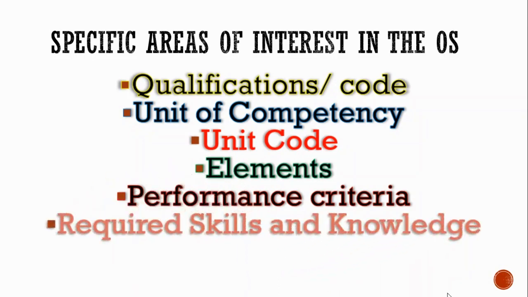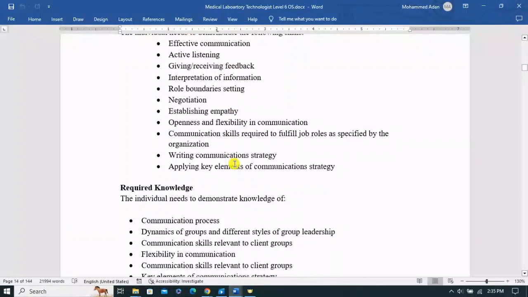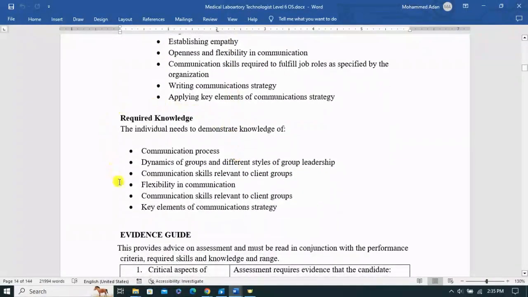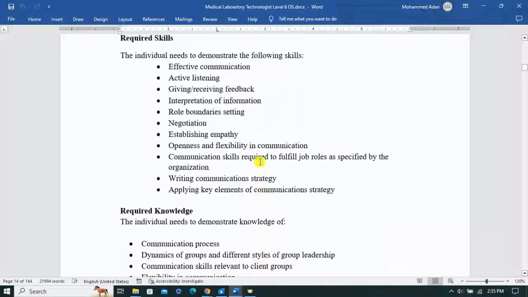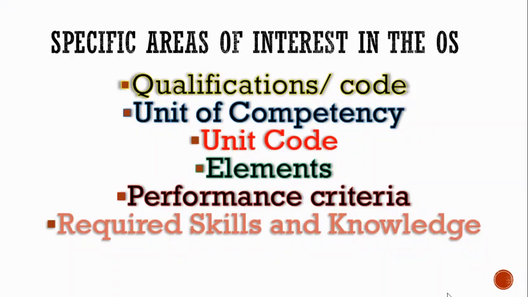The other aspect is required skills and knowledge. So other than the unit of competency, what other skills are needed to supplement the unit of competency? So you have the required skills. It could be basic skills, it could be common skills we are talking about, or it could be knowledge. What are these knowledge that we need to look at? So it's a very important area for us when we'll be developing assessment tools.